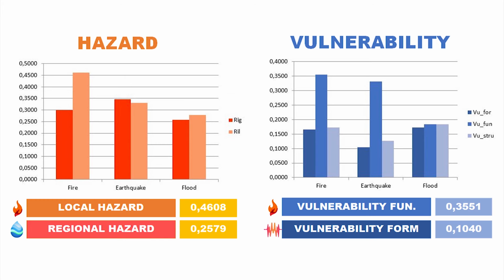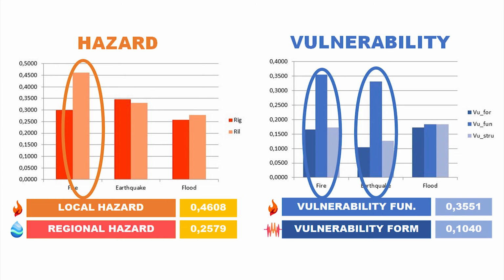For the flood risk, considering the vulnerability form, the element building prevention system is the most risky among the considered indicators. The most risky parameters are represented by the local hazard for the fire risk and the vulnerability function for both fire and seismic risks.